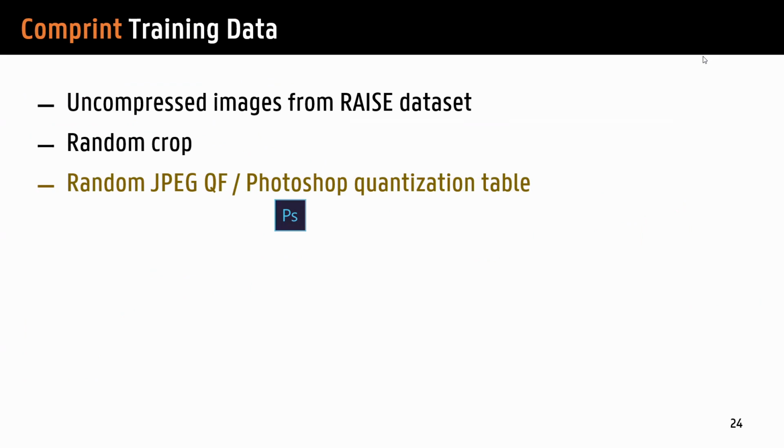For the training of Comprint, we used the RAISE dataset, which consists of a bunch of uncompressed images, which are not forged again. So these are only pristine images, which should do good for generalization. We did a random crop on them, and then we did a random JPEG compression on them with a different quality factor or with a different non-standard quantization table. We used the ones of Photoshop.